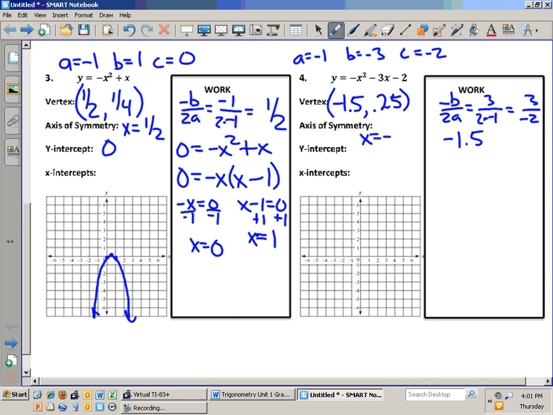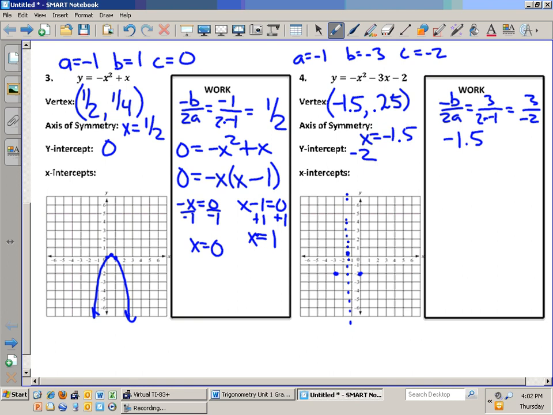X equals -1.5. The y-intercept we said was -2 from our C value. I can plot that information. Vertex, -1.5 and 0.25. Again, looks kind of strange, but that's where it sits. It says the y-intercept is -2. As we draw the axis of symmetry, you can see that you would have a point right over here on the other side as well.